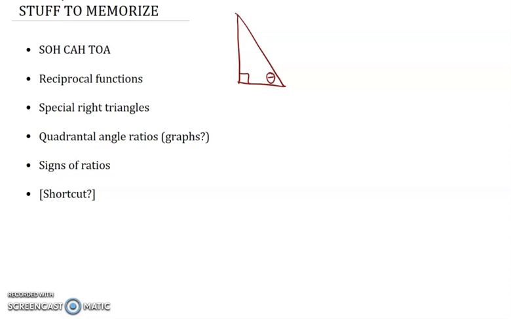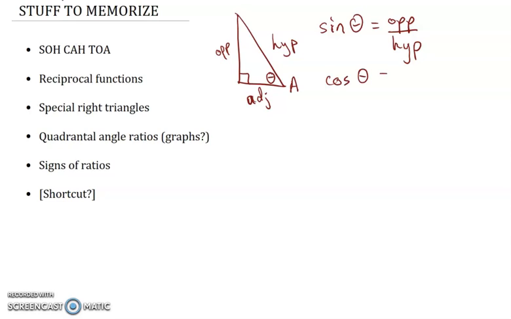So from this angle, this is the opposite leg, this is the adjacent leg, and this is the hypotenuse, okay? So I'm going to call this angle A. So the sine of angle A, or the sine of theta, if we want to use the measure, is equal to the opposite leg over the hypotenuse, okay? The cosine of the angle is equal to the adjacent leg over the hypotenuse. And then the tangent ratio of the angle is equal to the opposite leg over the adjacent leg.